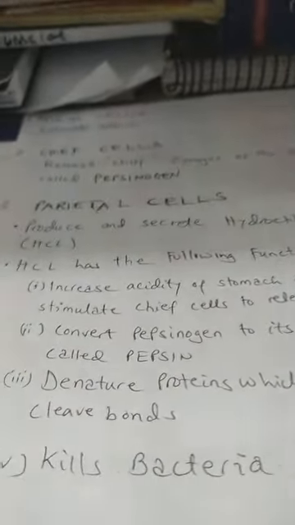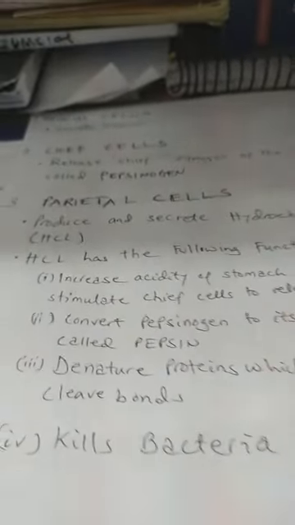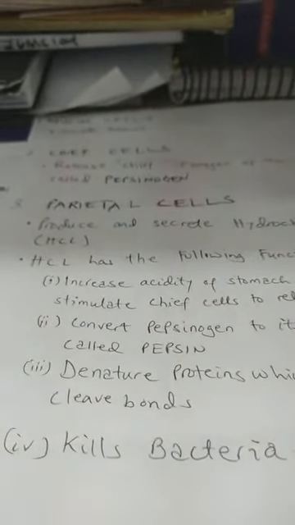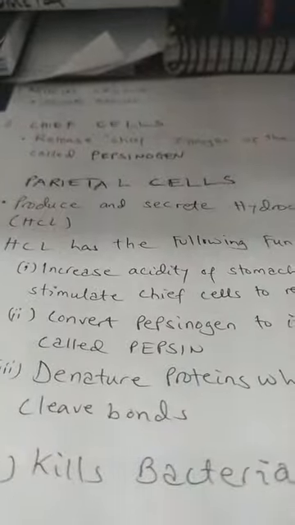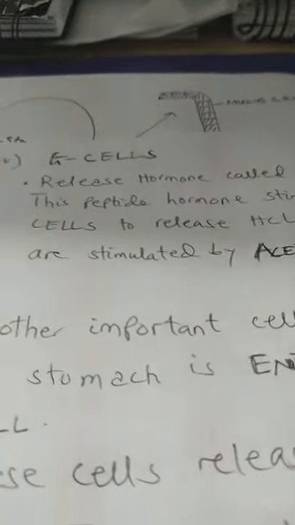And of course, due to the very high acidity inside our stomach, our hydrochloric acid helps in killing bacteria which might be present inside our food. So in case there is any bacteria, and of course there must be some bacteria present in our food, all of those bacteria are killed by our hydrochloric acid, which is produced by our parietal cells.